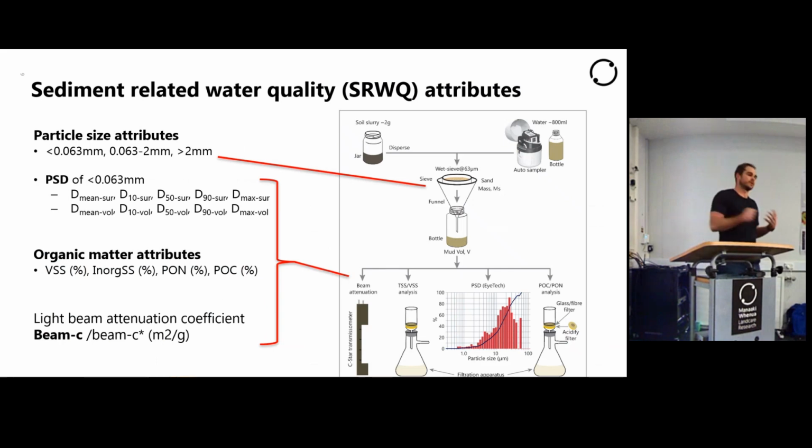And then we went through to measuring different types of attributes on these sources. So we looked at measuring coarse particle size attributes, different particle size distribution metrics to represent the particle size, a range of different organic matter attributes, so organic nitrogen and carbon, and also light beam attenuation coefficient, or beam C, which is inversely related to visual clarity.